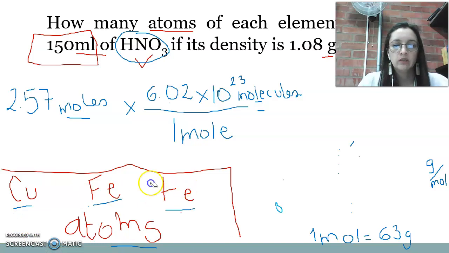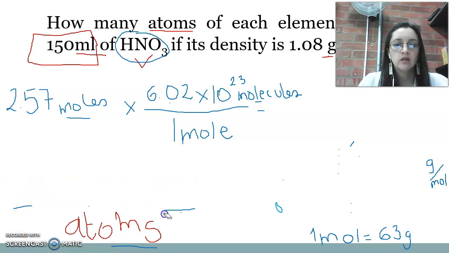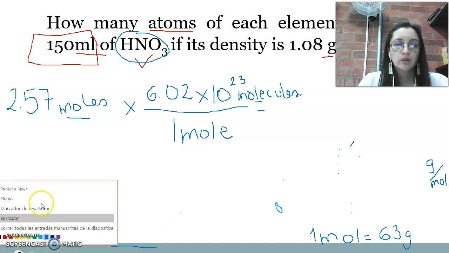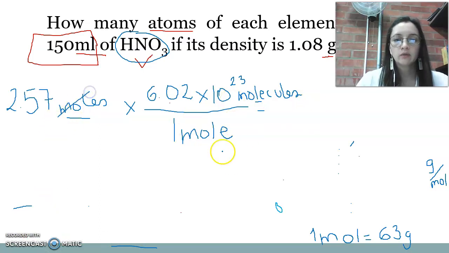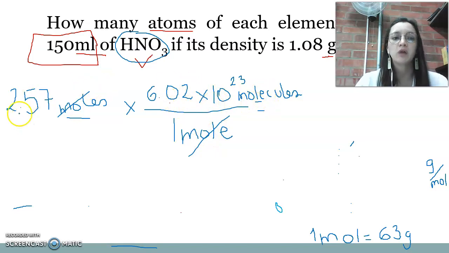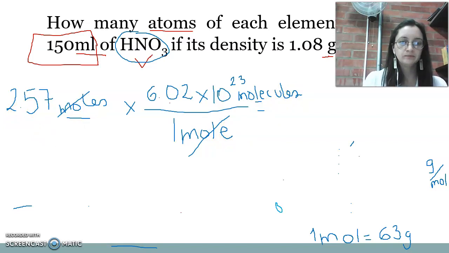So I'll read this part. Okay, so in this case we are using Avogadro's number to calculate the number of molecules. So we got moles previously, so now we are saying, okay, if in 1 mole I always have 6.02 times 10 to the 23, how many molecules am I going to have if I have 2.57 moles? So we just need to solve this calculation.